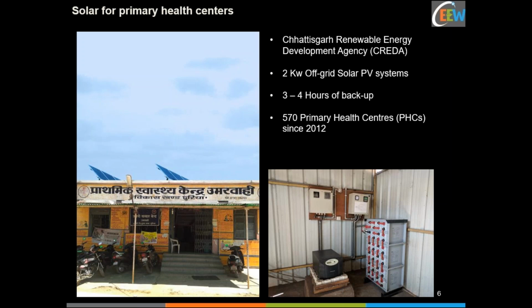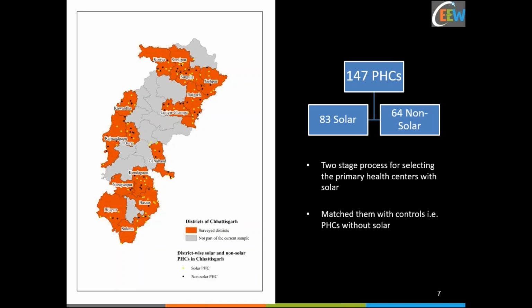What we did was carry out a primary survey of 147 primary healthcare centers spread across 15 districts. And we did this using a 2-stage sampling process. So in the first stage, we selected the districts at random. And then in the second stage, within each district, we selected primary healthcare centers at random. And we matched these with other primary healthcare centers that did not have solar panels.